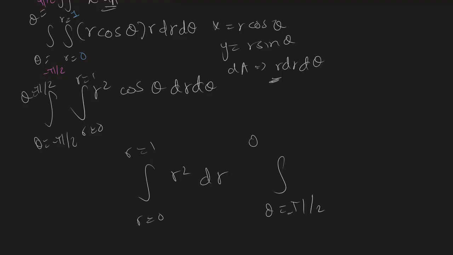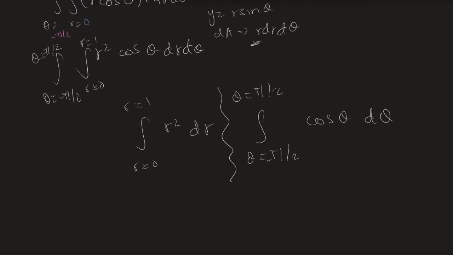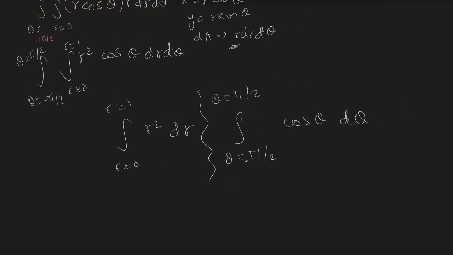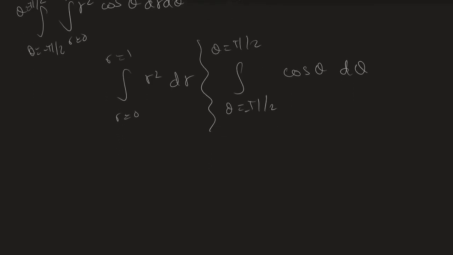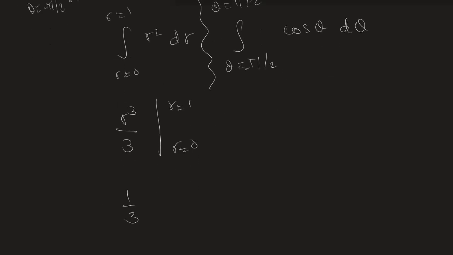negative pi over 2 to pi over 2. We just separated the r squared and the theta because in the case of double integrals we can separate it, and afterwards whatever we get as the answer we can multiply. This one is easier, so let's solve this one first. If we're taking the integral, it's simply adding 1 to the exponent and then dividing by the new exponent, right? So evaluating from 1 to 0, we get 1 over 3 as the answer.